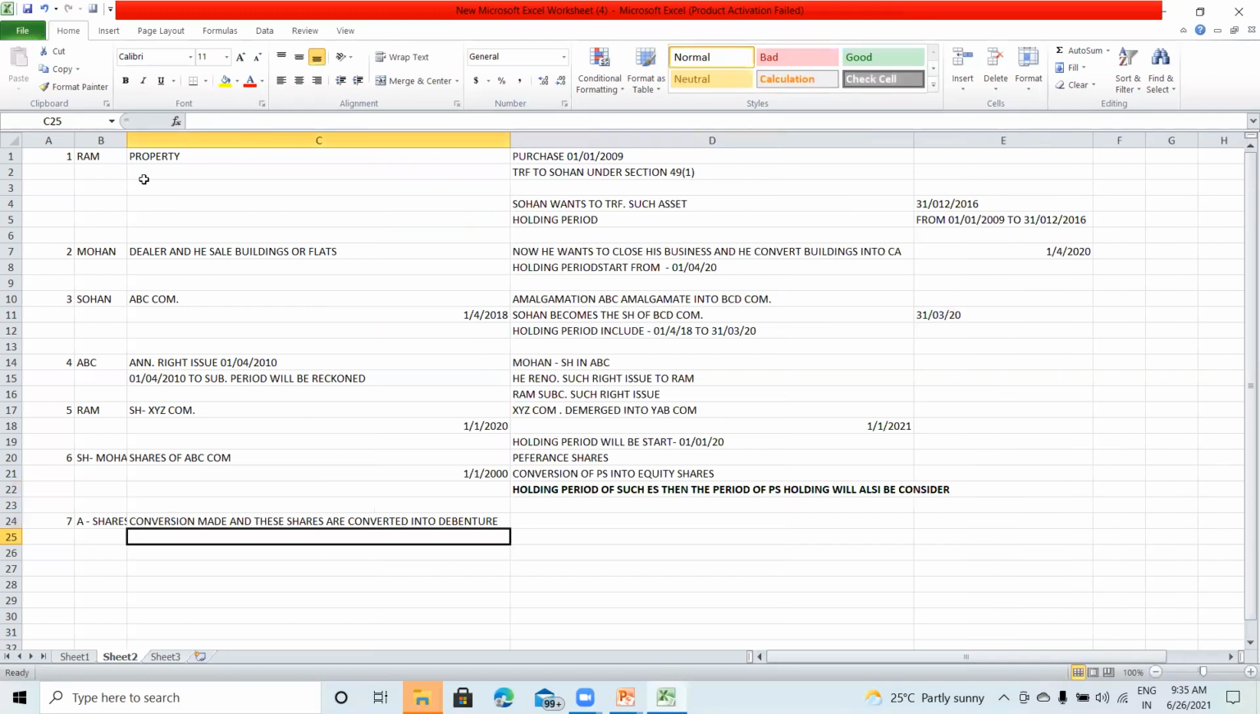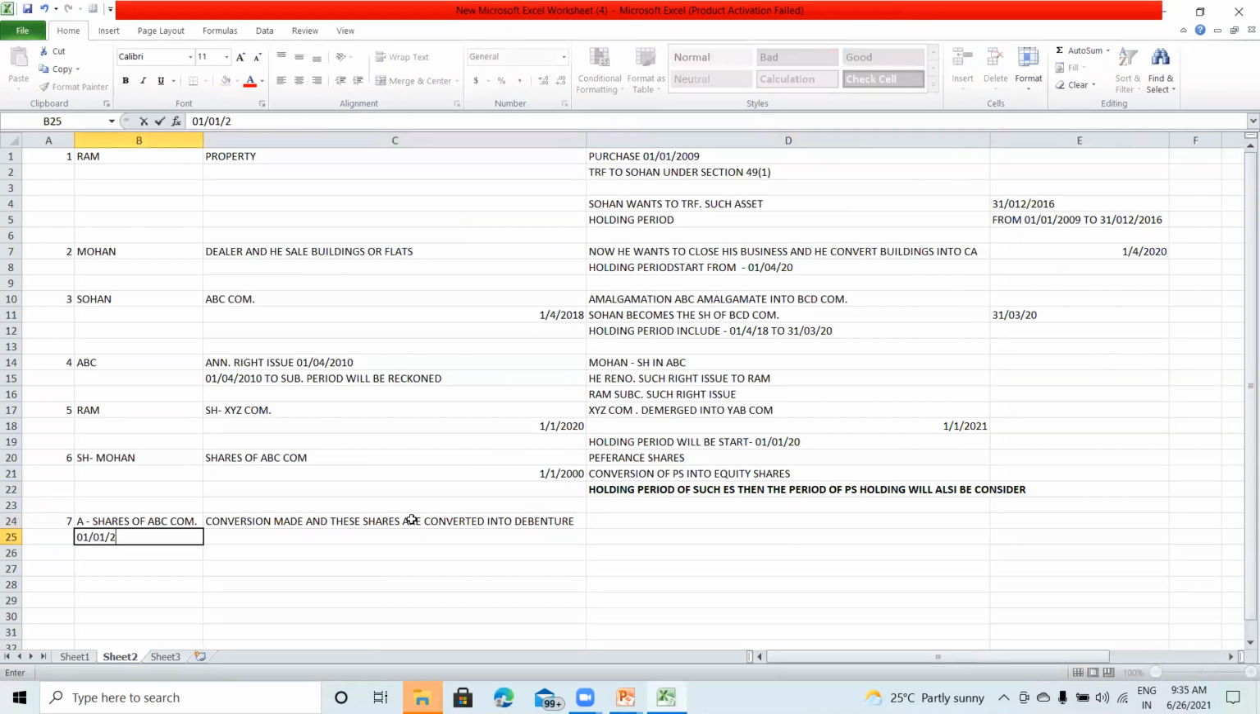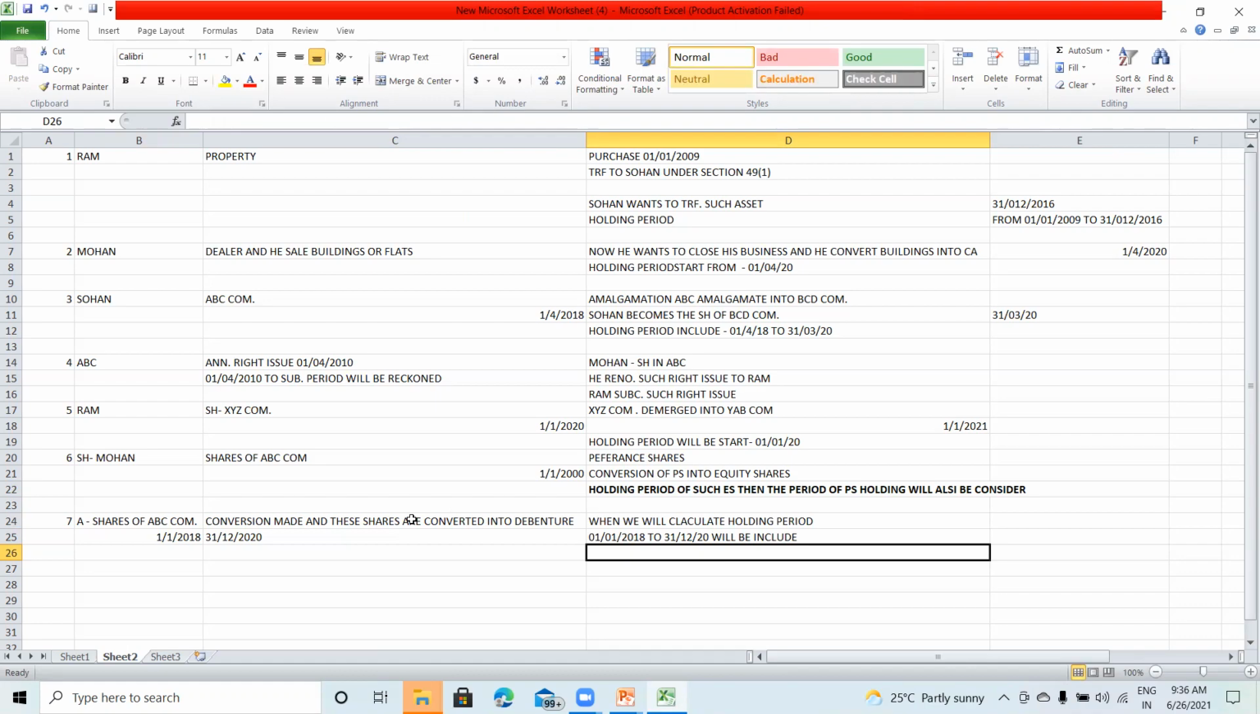These shares are converted into the debentures. So when we calculate the holding period, for example, if these shares are held by the person from 1st January 2018, and the conversion takes place on 31st December 2020, then when we calculate the holding period, the period from 1st January 2018 to 31st December 2020 will be included. It will be included when we calculate the holding period.